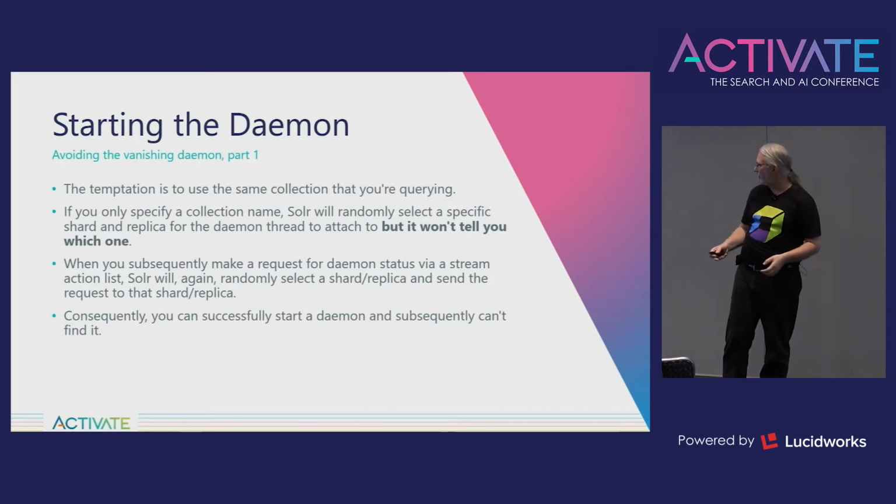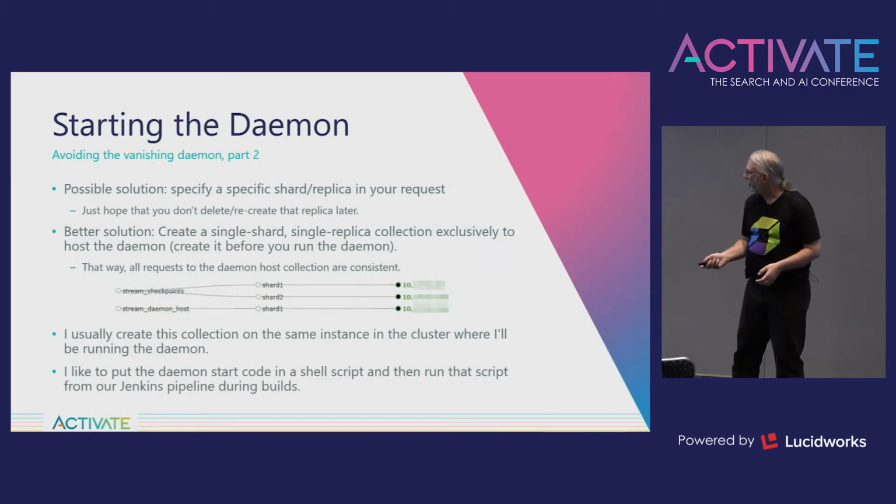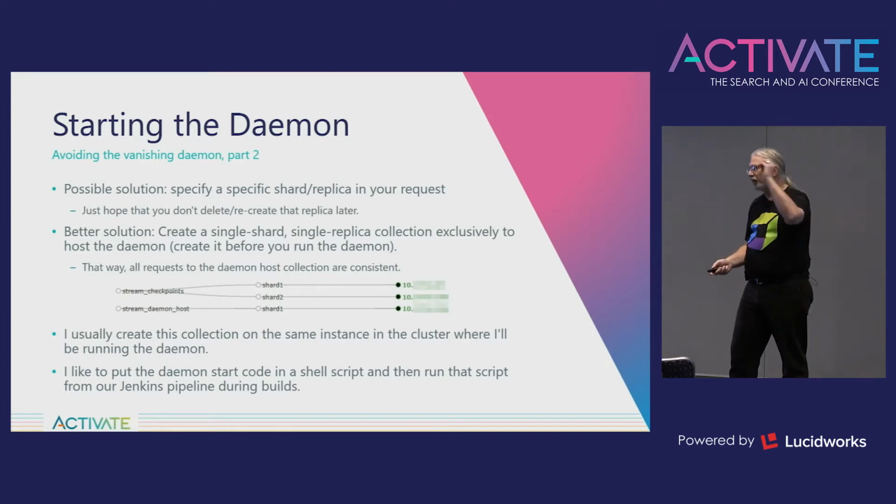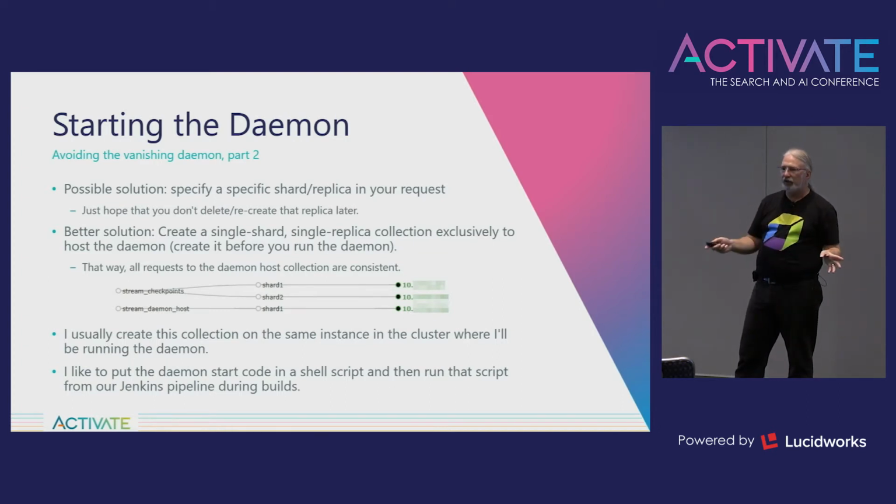So my suggestion, the better solution, the second item down here, is to make a single shard, single replica collection. You're not going to put any data in it. All it's going to do is host this thread. And then you can just make a simple request to that collection. It's always going to be available. It's always going to be one replica, one shard. You're never going to have any ambiguity there. And you can see it in the snippet from the cloud there, that stream daemon host.